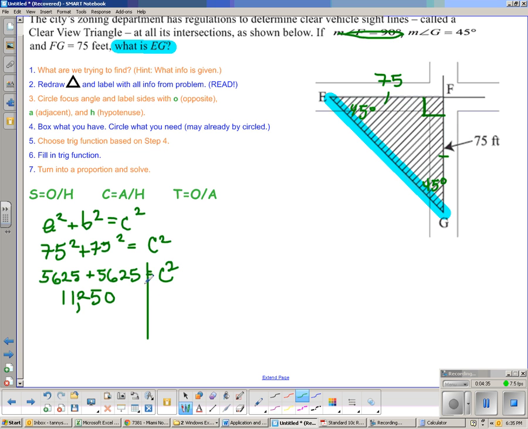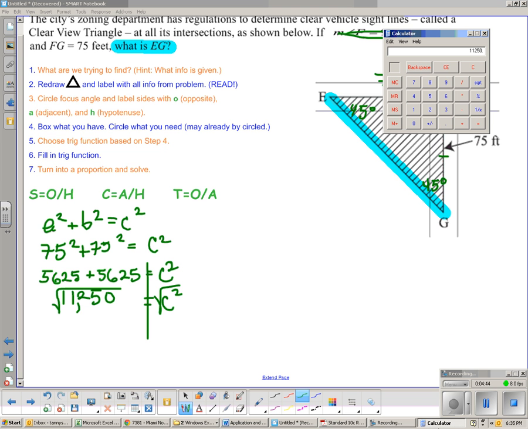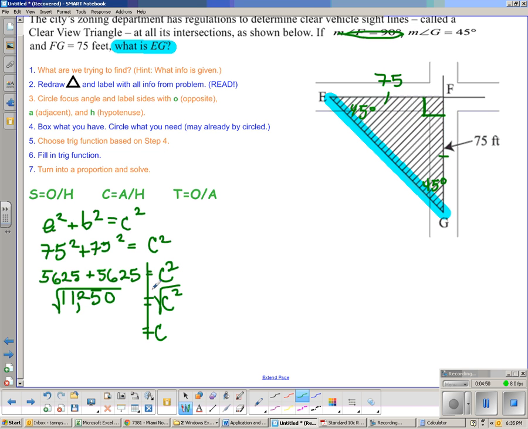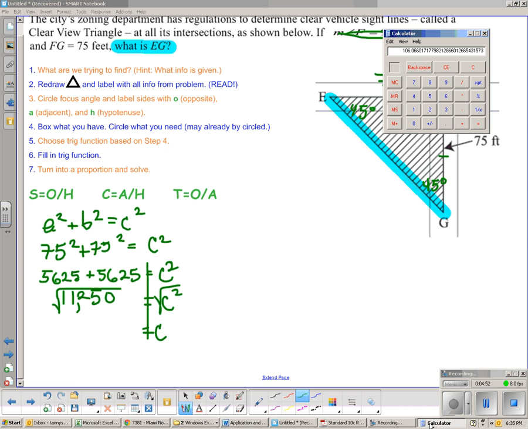11,250 equals c squared. In order to get that c by itself, I'm going to have to do the inverse of squaring, which is square rooting. Do it on both sides to keep the equation balanced. And I'm going to end up with, take the square root of this beautiful decimal here. So c is going to be equal to 106 point, I'm going to go ahead and go a couple places, 0660.